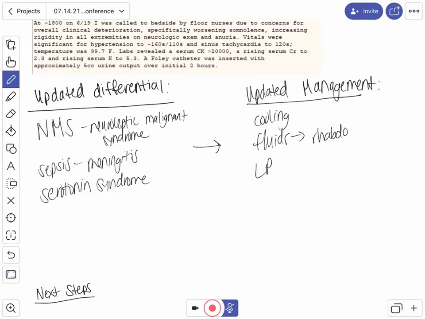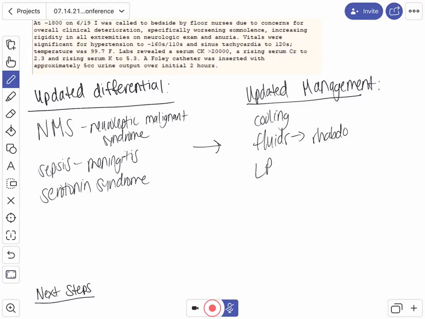I will say, I recall back to when I was an intern cross covering the old VA on a patient like this overnight who I was really worried about NMS. They were bent over and rigid and febrile. And so I spent the whole night working that up, didn't give any antibiotics, and it turns out they were just septic. So yeah, it was good to not miss the sepsis.